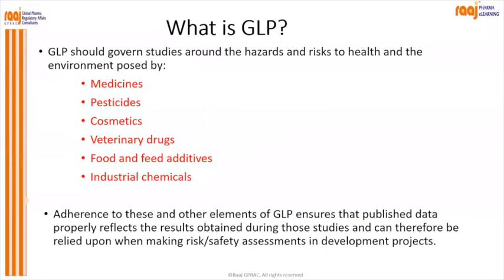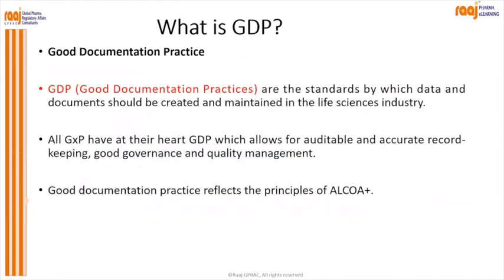So GLP should govern studies around the hazards and risks to health and the environment posed by medicines, pesticides, cosmetics, veterinary drugs, food and feed additives, and industrial chemicals. Adherence to these and other elements of GLP ensures that published data properly reflects the results obtained during those studies and can therefore be relied upon when making risk and safety assessments in development projects.